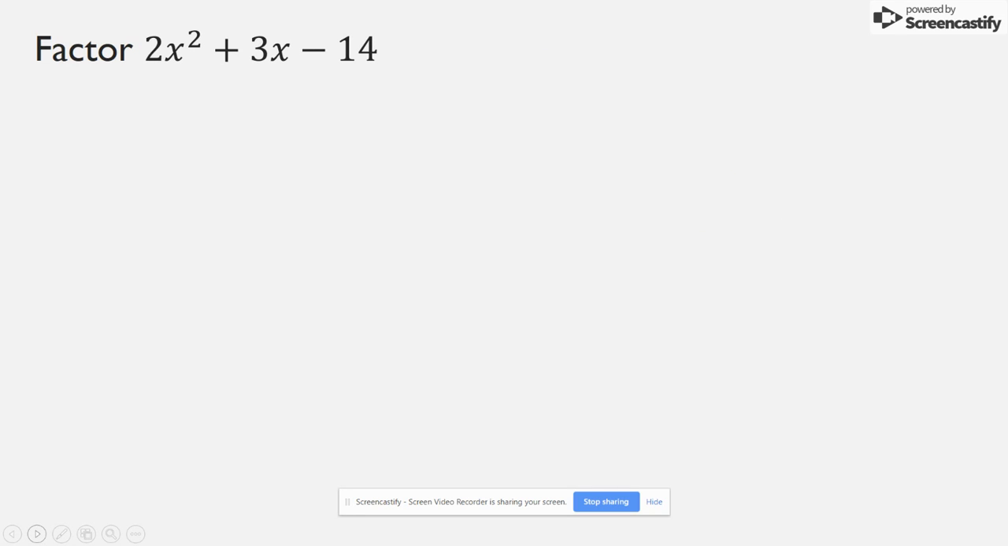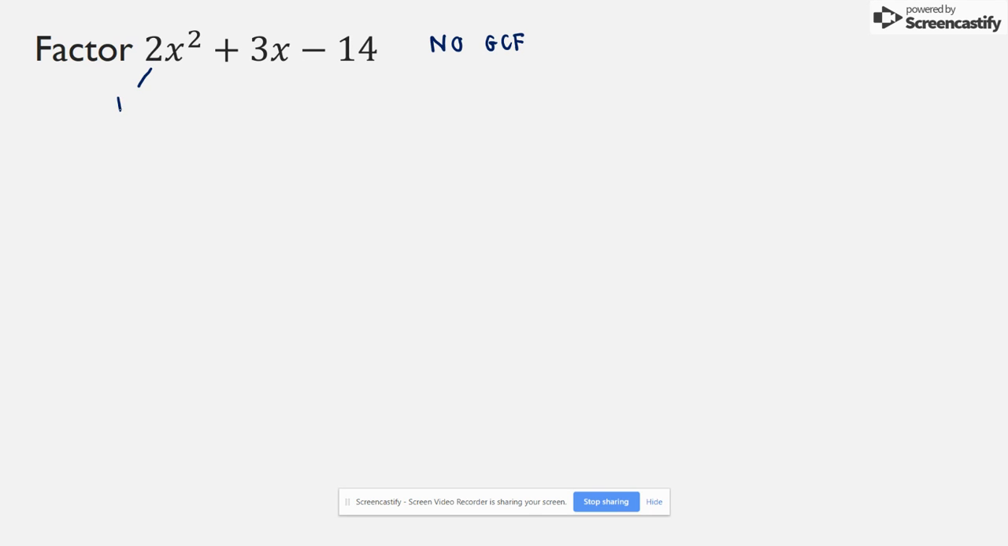Taking a look at this next one, we want to factor 2x squared plus 3x minus 14. Once again, look for that GCF. Since I have a 2 in front, can I get a 2 out of 3? And the answer is no. I can't multiply 2 times something to get 3. So 2 doesn't work as a GCF. Because the last term doesn't have a variable, once again, there is no GCF.